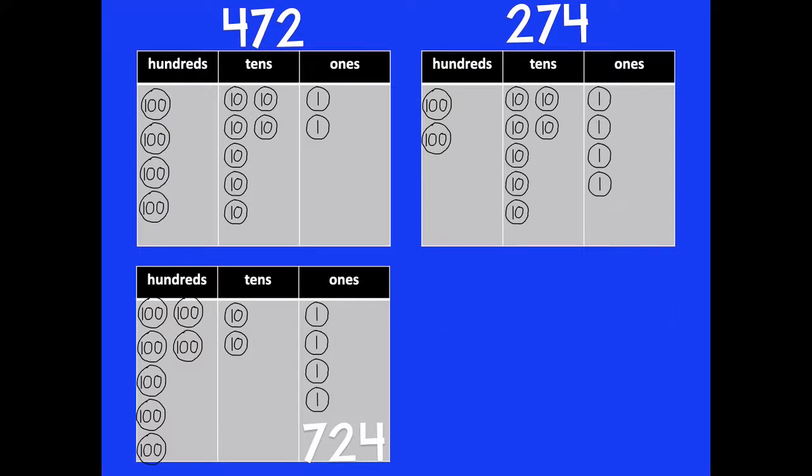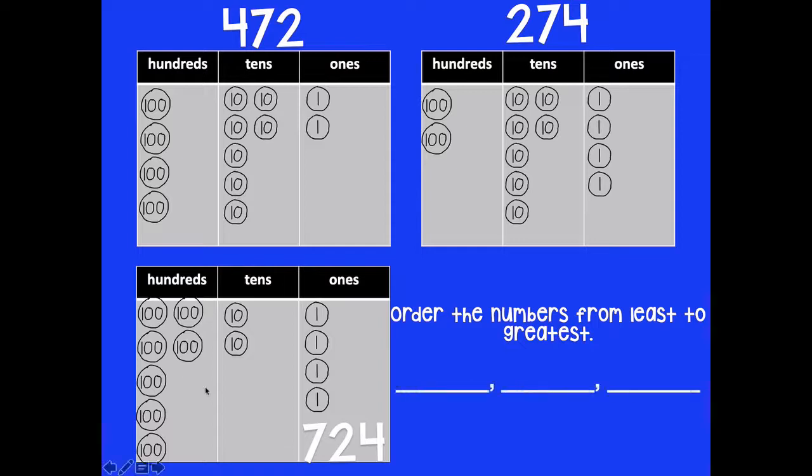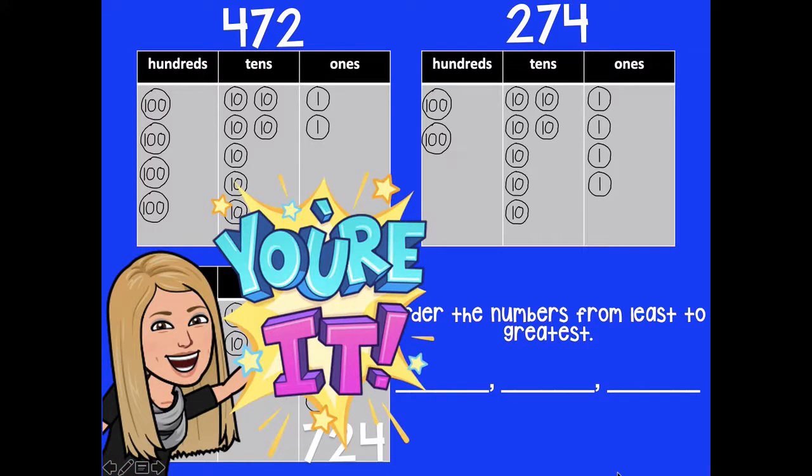All right, friends, so the next thing we're going to do is we're going to order the numbers from least to greatest. So that means on this first line right here, we are going to have the smallest number. Then we're going to have the next biggest number. And then the last one is going to be the greatest number. So you have your three numbers, 472, 274, and 724. So I want you guys to pause the video and I want you to try and write those numbers in which ones are from least to greatest. And then click play when you're ready to go over it together.